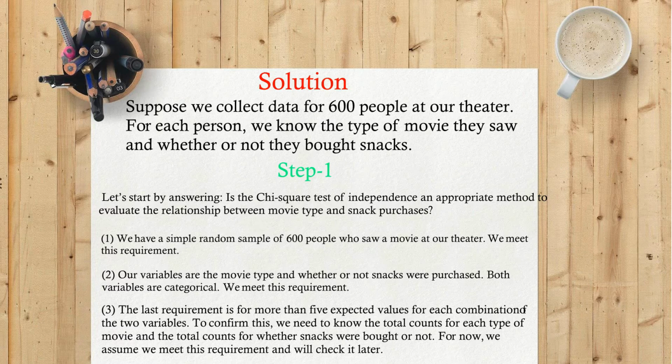To confirm this, we need to know the total counts for each type of movie and the total counts for whether snacks were bought or not. For now, we assume we meet this requirement and will check it later. It appears we have indeed selected a valid method. We still need to check that more than 5 values are expected for each combination. Here is our data summarized in a contingency table. Before we go any further, let's check the assumption of 5 expected values in each category. The data has more than 5 counts in each combination of movie type and snacks. But what are the expected counts, if movie type and snack purchases are independent?